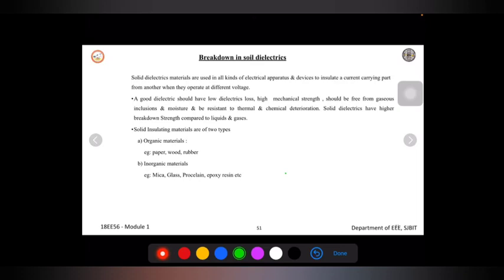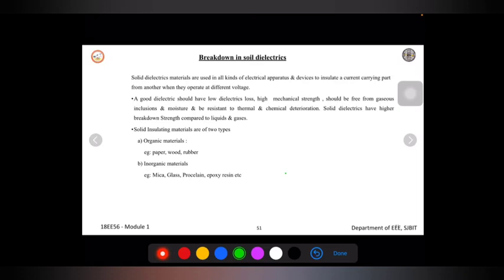A good dielectric should have low dielectric loss. The losses should be less here, and it should have high mechanical strength because it has to hold many loads in the power system. It could be any equipment, any operators, cables, transmission lines. In many parts it has to have very good mechanical strength, and it should be free from any gaseous inclusion. There should be no mixture of gases there, and it should be free from moisture content.